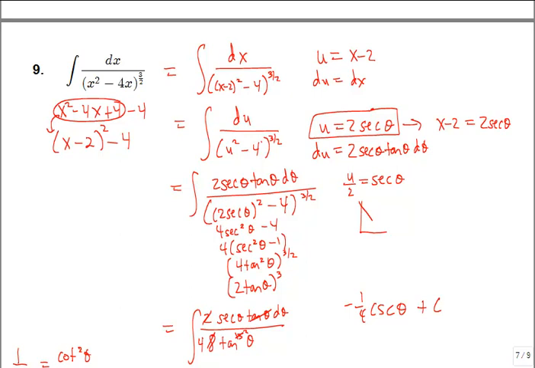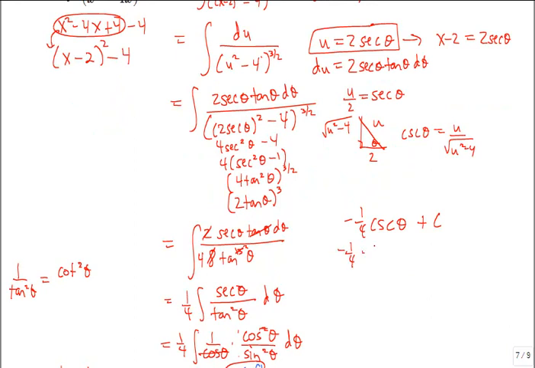So on a triangle, secant is hypotenuse over adjacent. So this would be u and this would be 2. So that makes this leg the hypotenuse squared minus the other leg squared, square root of u squared minus 4. So what would cosecant of theta equal on this triangle? Well, cosecant is hypotenuse, which is u, over opposite, which is this square root. So this is going to turn into -1/4 times u over square root of u squared minus 4 plus c.